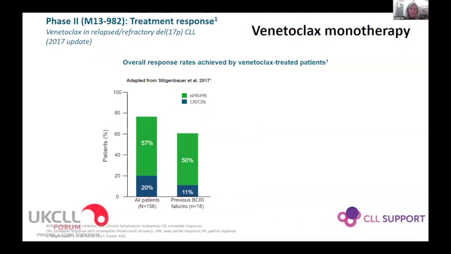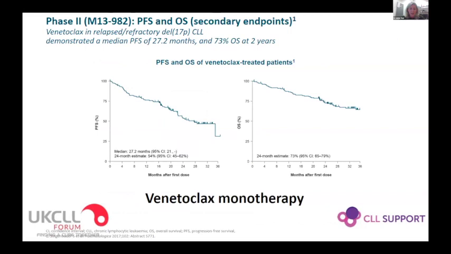And this is just giving an idea of the overall response rates in these very high risk P53 aberrant patients, where we were seeing these high overall response rates. Just note there, bearing in mind what I just said about the low CR rates with BTK inhibitors, even in this really high risk group, we're seeing a 20% CR rate with venetoclax monotherapy. And this just shows you some of the progression-free survival and overall survival endpoints in this venetoclax monotherapy study.